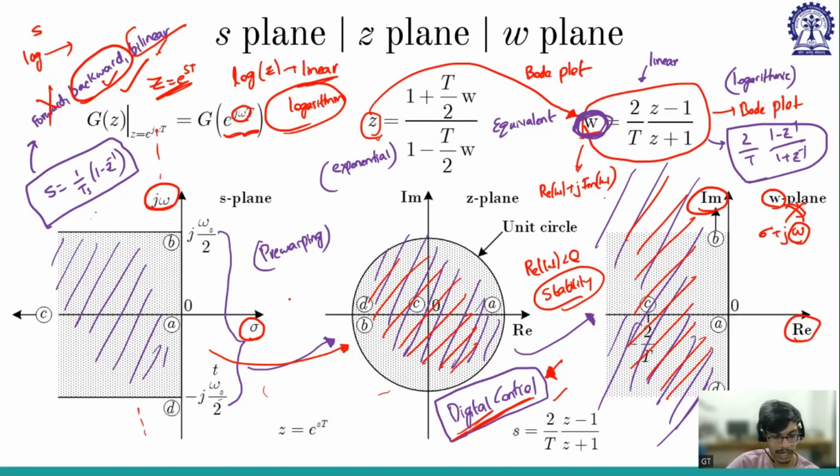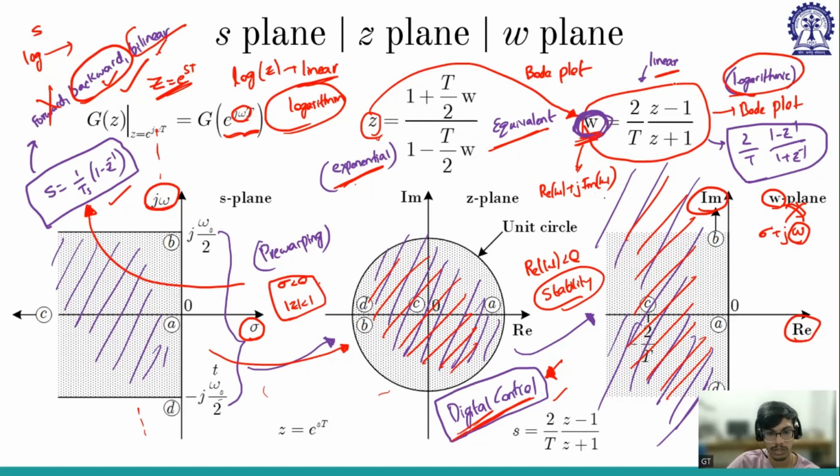Our main understanding is, if a system is stable, sigma is less than 0, mod Z is less than 1. And we have derived that this transformation retains stability. So we are going with this stability. In Bode plot, we want the logarithmic scale, but Z is exponential. So we are converting it into another equivalent transformation W, which is linear, so that I can again get a logarithmic Bode plot. So that is all that is needed for this course.